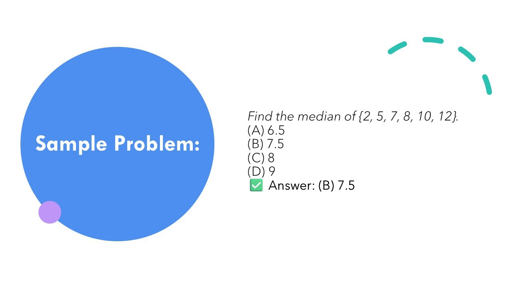Quick tip: if the list has an odd number of values, just pick the middle one. If there are two middle numbers, take their average like we did here. This is an easy way to grab quick points on the ACT.